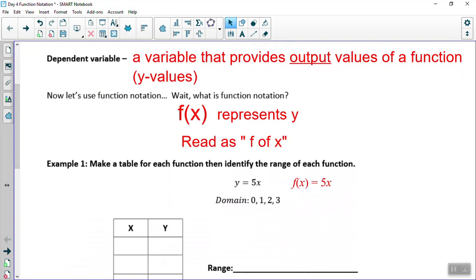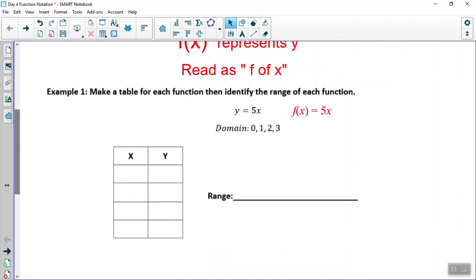Alright, so now when we take a look at this first example, they want us to make a table for each function, then identify the range of each function. So they give us this set of domain values, and they want us to use that to then find a set of range values. So we're going to take our domain and input it into the table. And our function tells us that all of our y values are equal to 5 times each x value. So if I take 5 and multiply it by the x value, it's going to give me the y value. So we can do that all the way through.